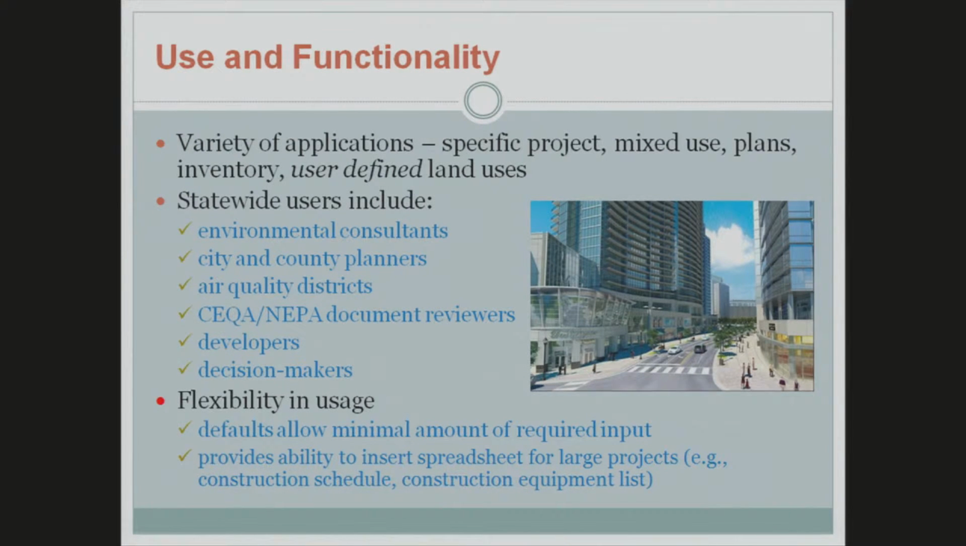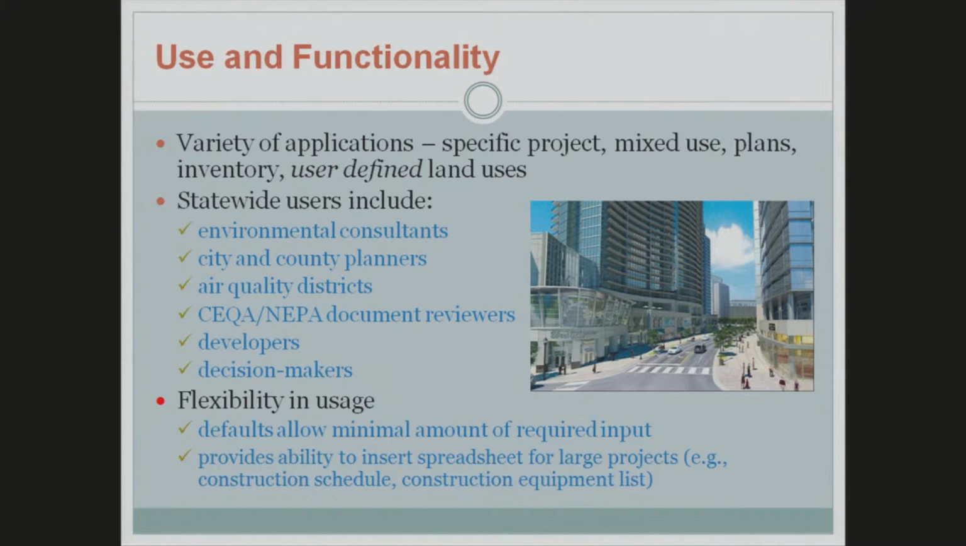The model is designed for a variety of functionalities, so you could be calculating for a specific project or a mixed-use project, a plan, inventory, as well as an overriding user defined. It's statewide. Users are expected to be varied, from consultants to planners to developers to decision makers. And again, the flexibility of the model is to allow those that know very little about their project to be able to run the model, as well as those that are a little more savvy, unlike myself, and can download specific type of information about their project and still run it.